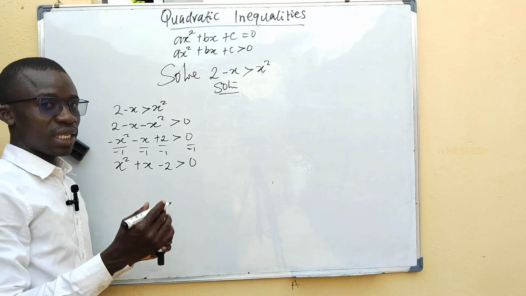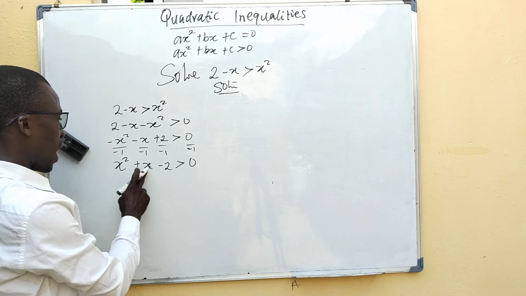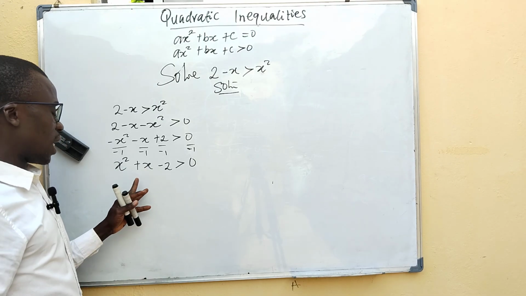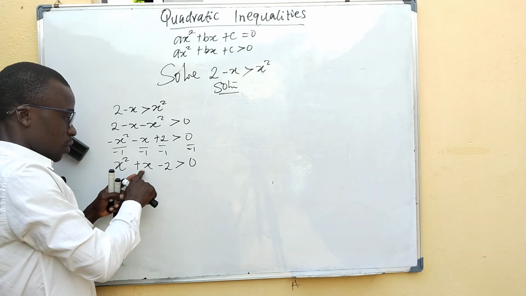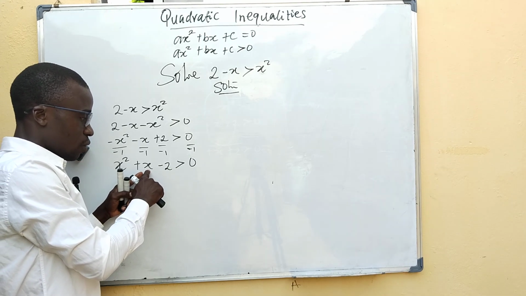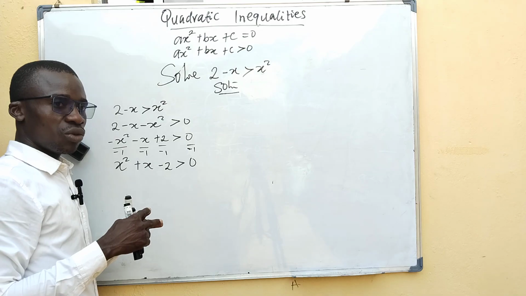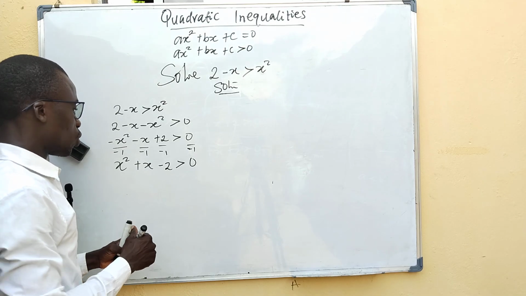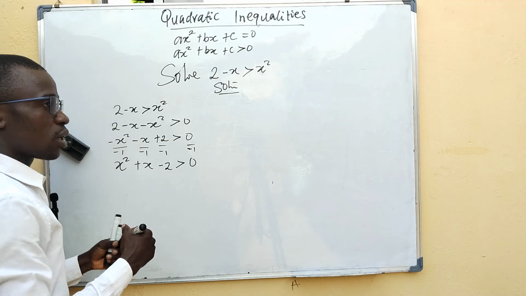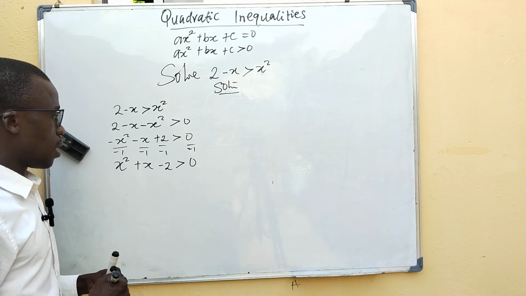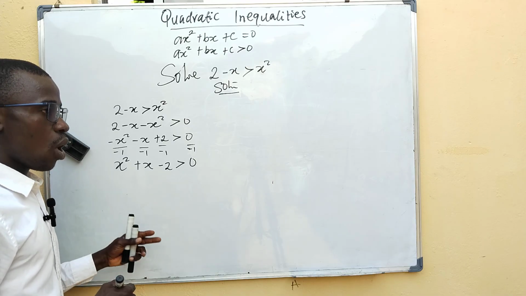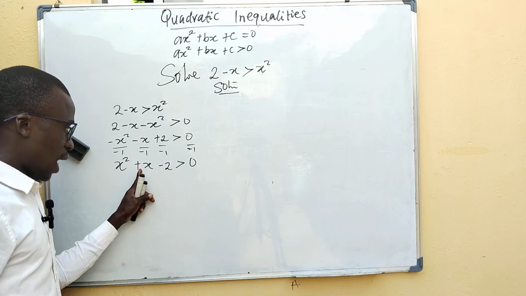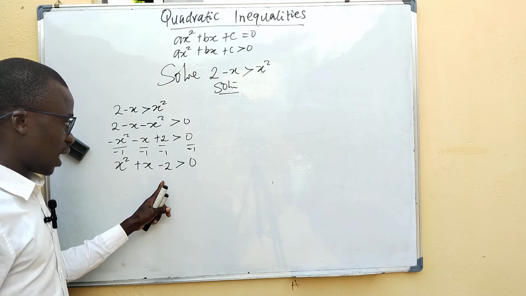So we go ahead to get the two factors. How do we get the factors? Remember, to get the factors of this, we are looking at the sum of two numbers that will give us positive 1, and the product of those two numbers will give us negative 2. So what would those numbers be? I can say 2 and minus 1. 2 minus 1 will give me 1, and 2 times minus 1 gives me minus 2.